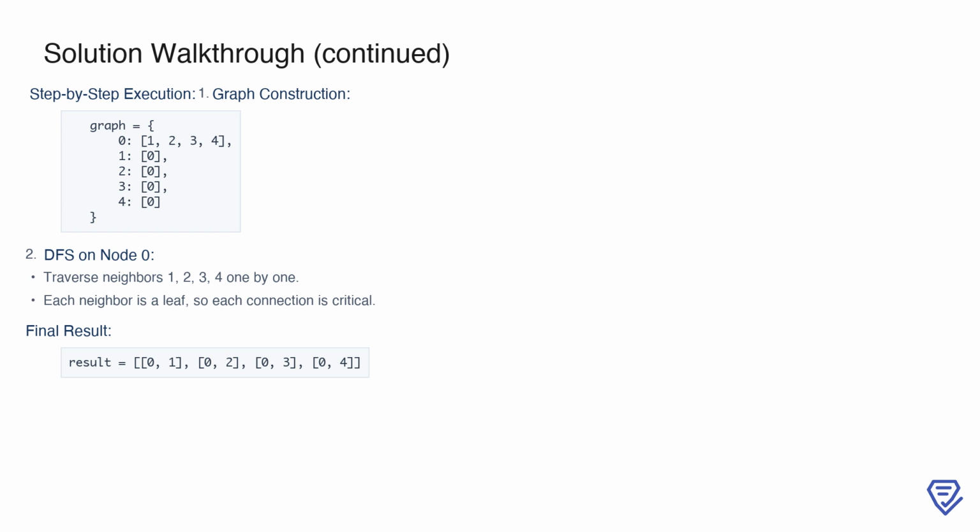During the DFS, starting at node 0, we traverse each of its neighbors one by one. Since all these neighbors are leaves with no other connections, each edge from node 0 to its neighbors becomes a critical connection. Removing any one of these edges would disconnect the corresponding leaf node from the graph. As a result, the final list of critical connections in this example is (0, 1), (0, 2), (0, 3), (0, 4). This demonstrates how a star topology can have all its edges classified as critical connections.